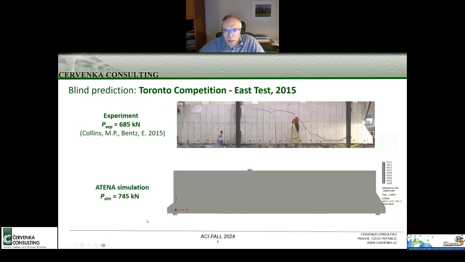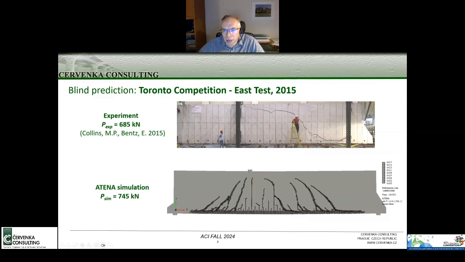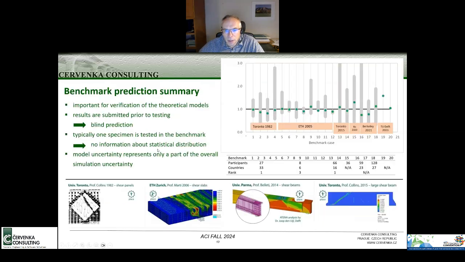Here you see the model in ATENA and how the crack pattern compares very well with the experiment, and also the calculated peak loads were quite a good match. Actually, ATENA was the winner in this competition. In this competition, the beam first failed on the right side, where there was no stirrup reinforcement, and then they put some ties to strengthen it, continued with the load until the failure occurred also on the left side.